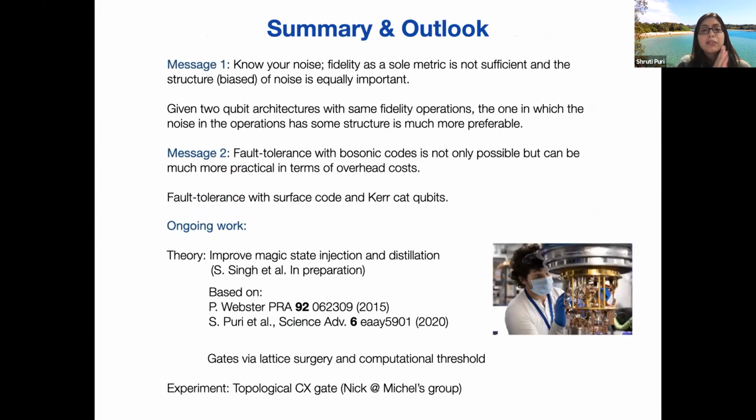Okay, so I'm going to leave you with this. For the ongoing work we are doing in the theory, we are working on magic state distillation and injection with my student Shraddha. The idea is that now we want to use the bias in the qubits to make magic state injection and distillation much more efficient and reduce the overheads for that. And spoiler alert, we expect to get almost quadratic savings in the overheads.